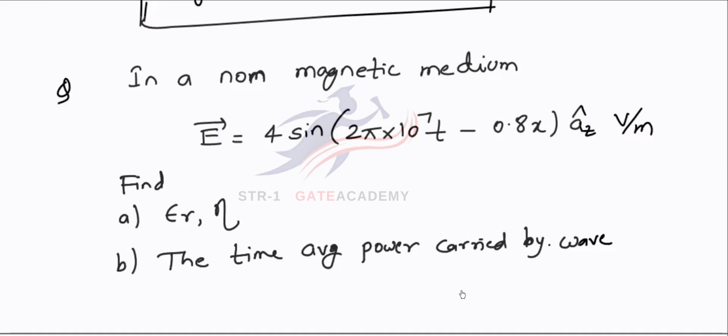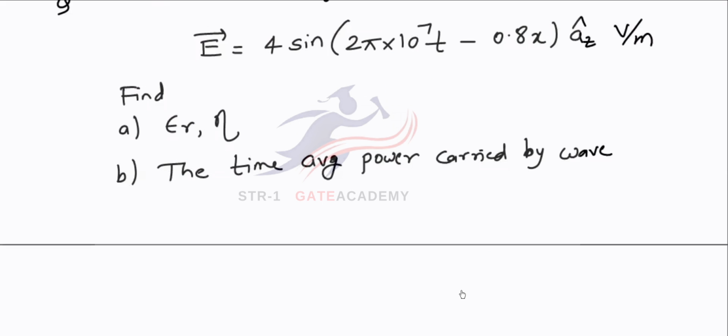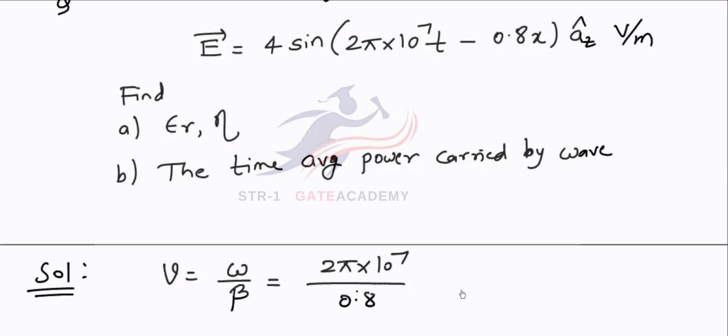Now, since you observe in the wave equation that the electric field is given to us without attenuation, the medium must be a perfect dielectric or free space. Also, let us check the velocity. Omega and beta are given to me, so velocity is omega divided by beta. Omega is 2 pi into 10 to the power 7, divided by 0.8.